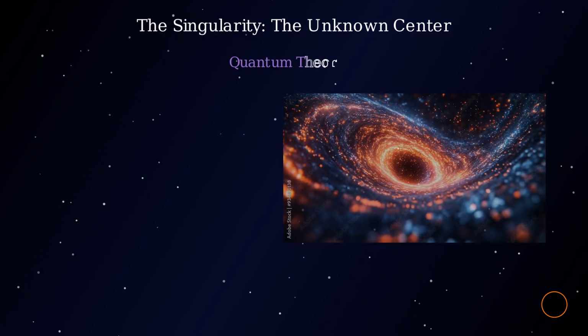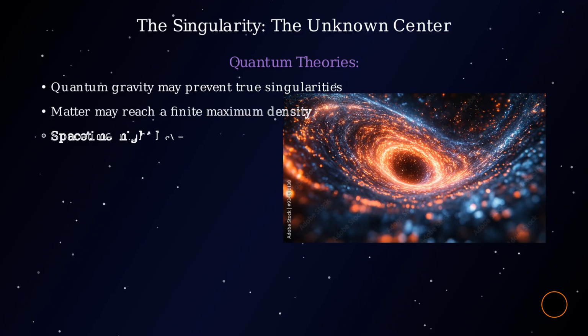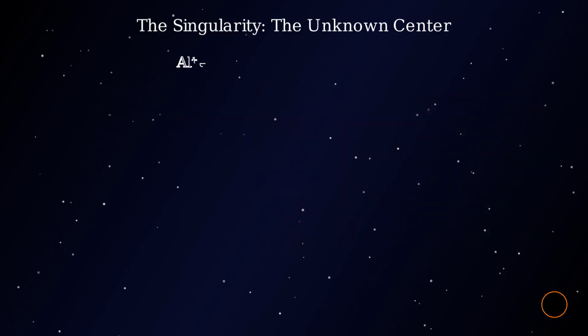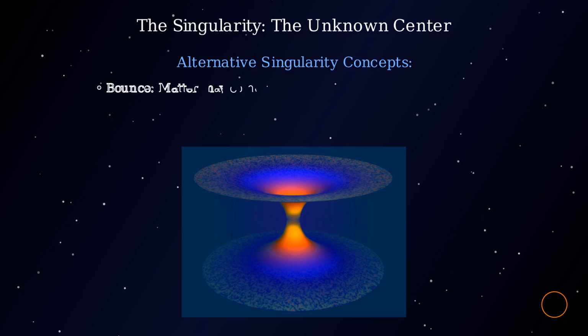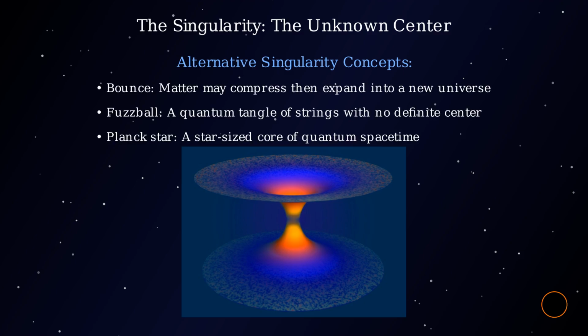Many physicists believe that quantum mechanics offers alternative explanations. Quantum gravity theories suggest that quantum effects may prevent the formation of a true singularity. Instead, matter might reach a finite maximum density, or spacetime itself might have a fundamental granular structure at the smallest scales. Beyond the basic quantum framework, researchers have proposed more exotic possibilities.